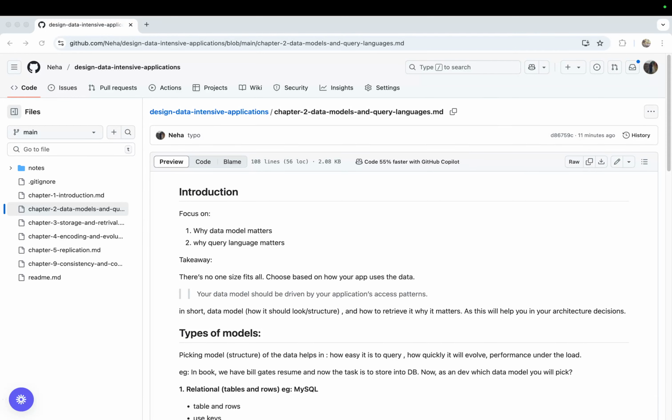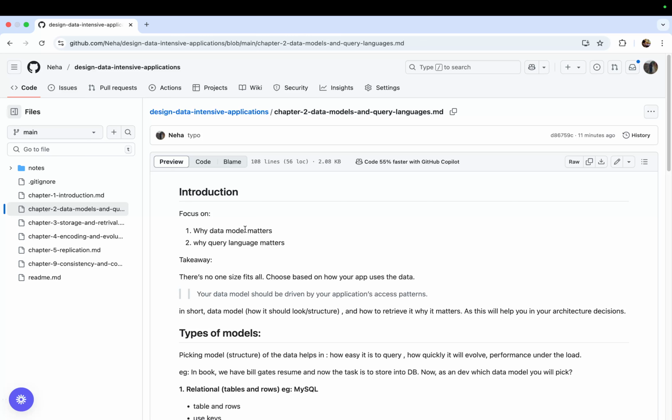Today I'm going through the notes of chapter 2, which is data models and query language. The focus of this chapter was why data model matters and why query language matters. Now, what is data model? Data model is basically when we have given a data, we need to think about how we are going to structure it. Now, why it matters?